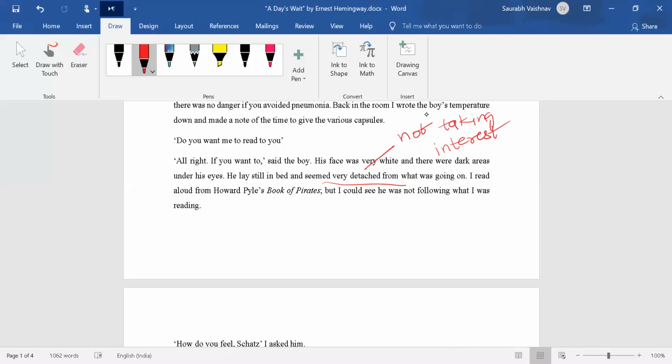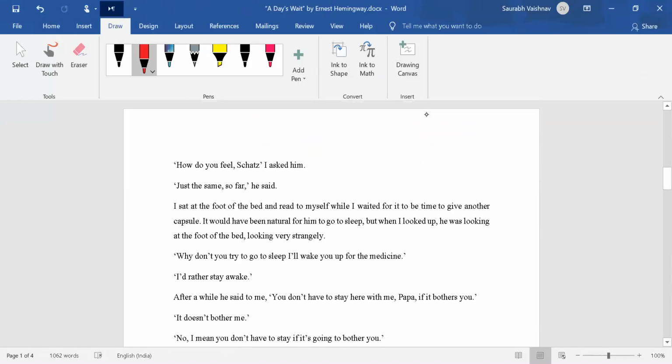I read aloud from Howard Pyle's Book of Pirates. Now, Book of Pirates is the name of the short stories, and it is written by Howard Pyle. This was the book from which the father was reading the short stories for his son. But I could see he was not following what I was reading. Shads was detached, and he was not taking interest in the story.